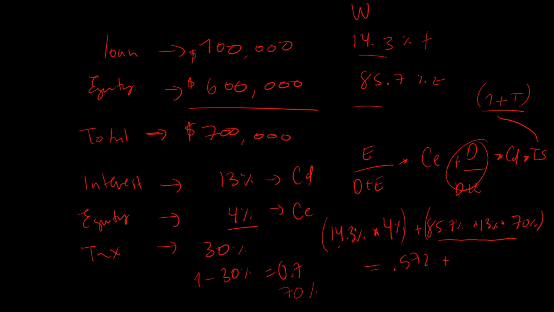I have a different number in my answer. Oh yeah, that's because I didn't change that. I did this one. So if you multiply 13% times 70%, how much do you get there? You get 0.091. And this one multiplied by this one, how much is it? 7.79, or 7.8 if you round up.